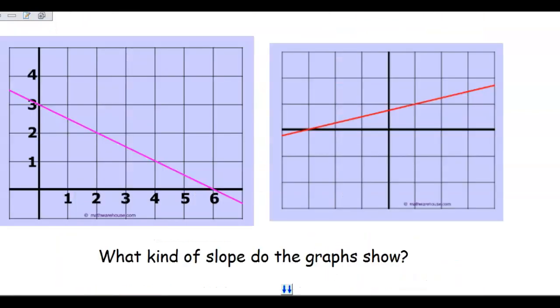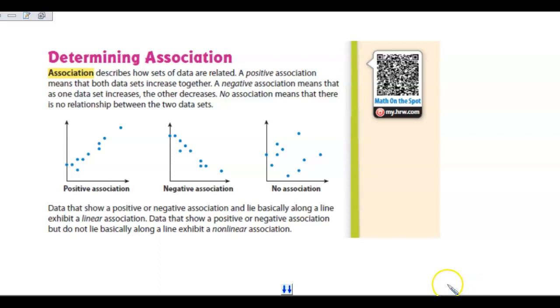Okay? We're going to use the knowledge of linear equations to help understand positive and negative associations. So remember from when we graphed linear equations, that if I had a line going down to the right, this was a negative slope. And so this would be negative. As we graphed our line and it was going up to the right, we said that these were positive. We're going to use the same knowledge to determine the association, or how the sets of data are related.